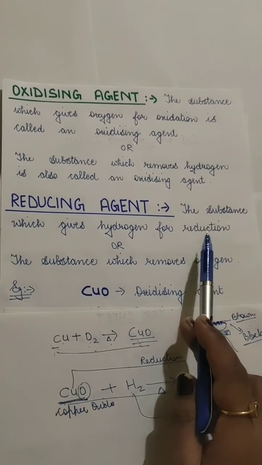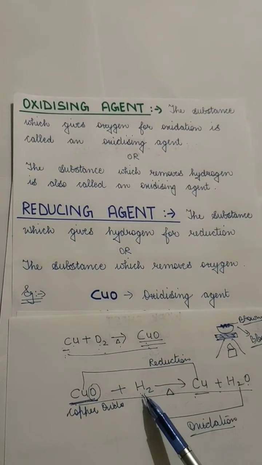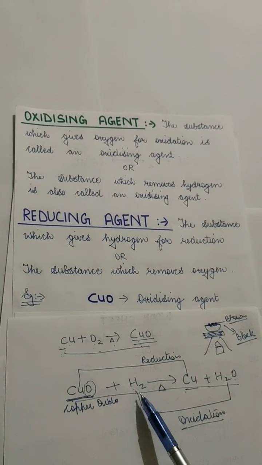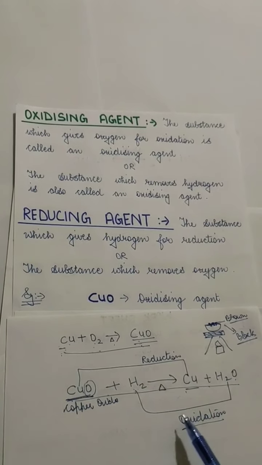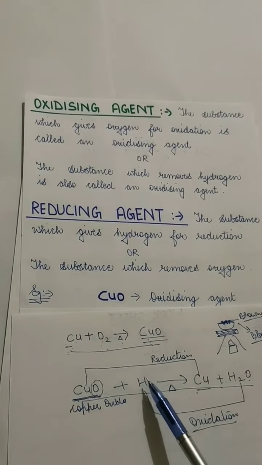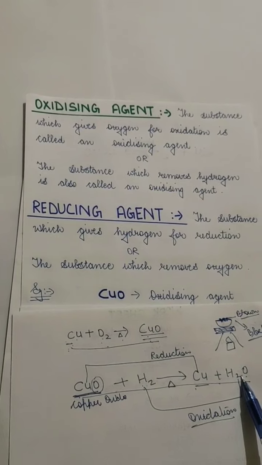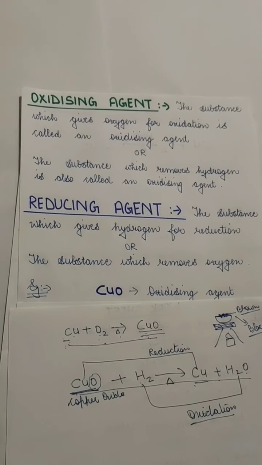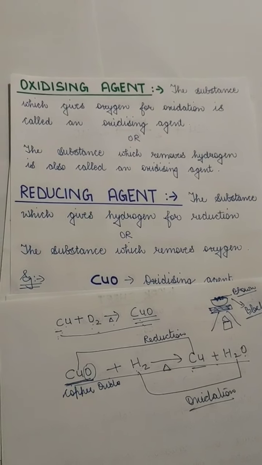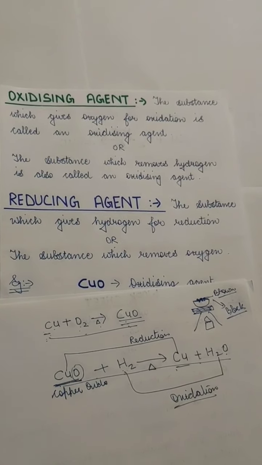So reducing agents are the substances which give hydrogen for reduction. Those substances which give hydrogen for reduction will themselves be oxidized. That means this is a reducing agent, and reducing agents get oxidized themselves. This is giving its hydrogen to oxygen and it is getting oxidized. So who will give hydrogen, or who will help in removing oxygen? They are removing the oxygen from this, so they are themselves getting oxidized. So reducing agents are the opposite of oxidizing agents. The agents or compounds which get oxidized are called reducing agents, and the agents which get reduced themselves are called oxidizing agents.